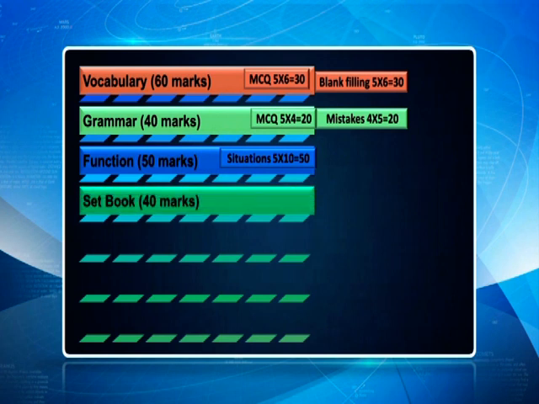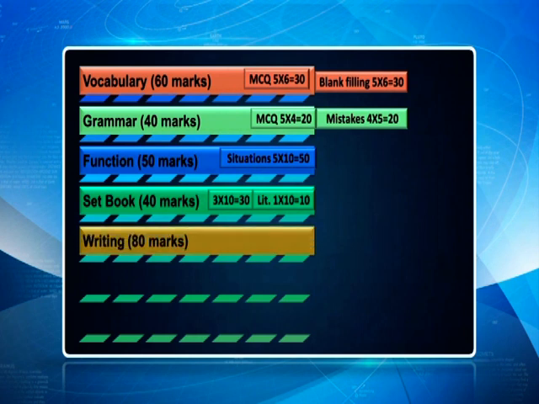And then we have set book questions, which is composed of 2 types. We have 3 productive questions from the student's book and the workbook, and 1 from literature time. 3 questions from the set book and 1 from literature time. Of course, you have the choice of 1 additional item. And then we have writing, which is out of 80 marks. Of course, along with the outline, which is marked out of 8, and the composition out of 72.